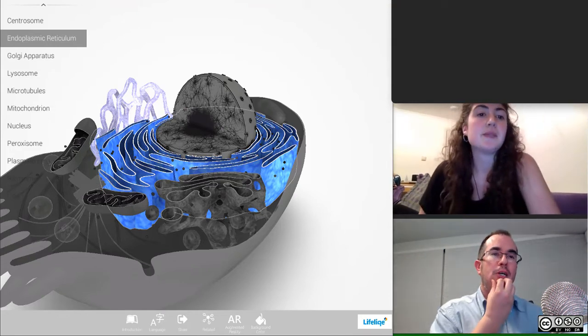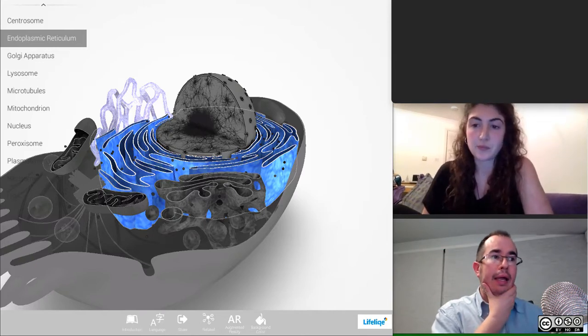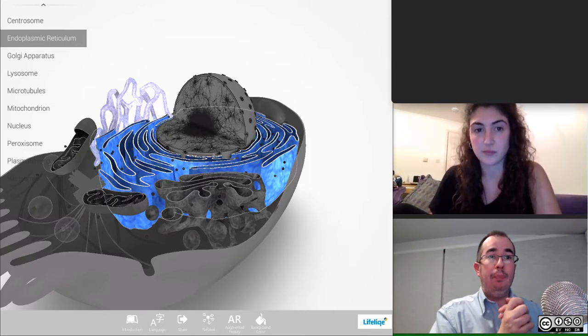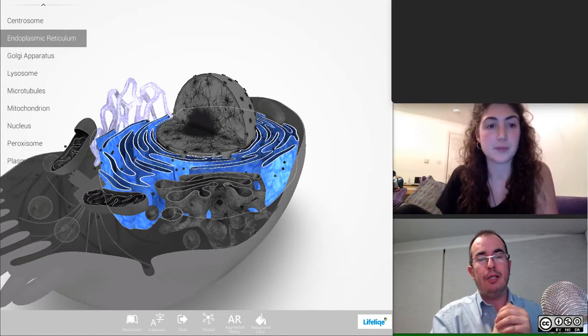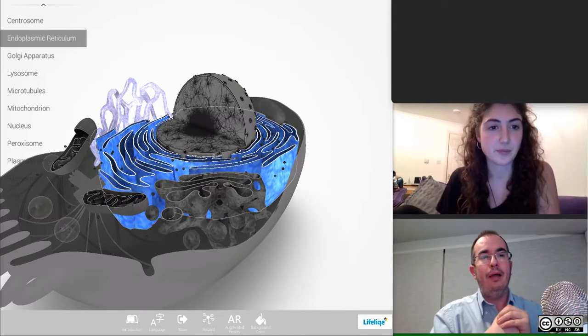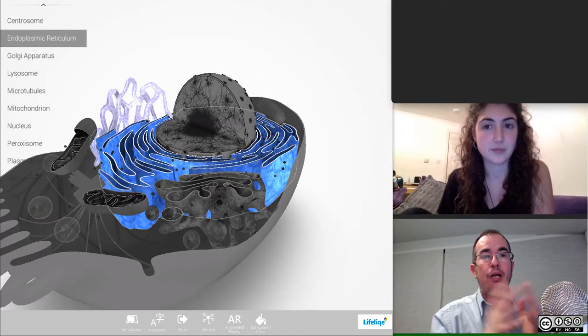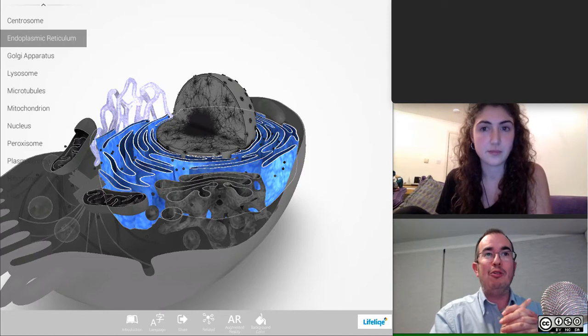Okay, so acumula en lo interior lípidos y se encarga también del metabolismo de los esteroides. Y de transporte intracelular. Muy bien, muy bien, muy bien. Es un orgánulo muy interesante y tiene un montón de actividades.